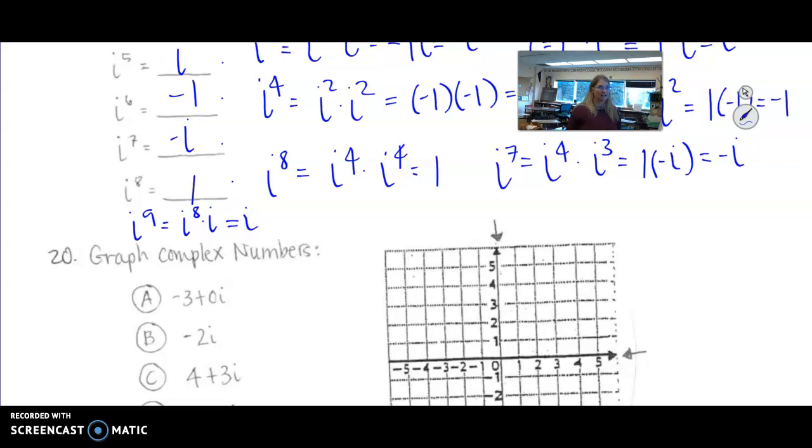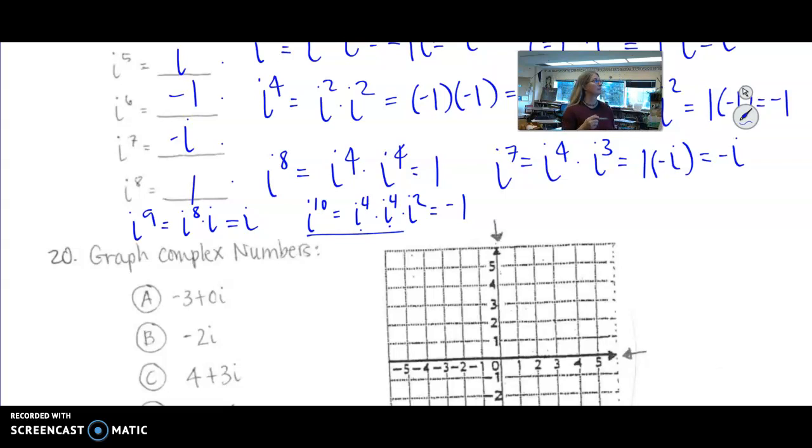And i to the 10th is going to end up being -1. Here's another way to break it up: i to the fourth times i to the fourth times i to the second, because you'd add your exponents. 4 plus 4 is 8, plus 2 is 10. So these expressions are equivalent. I to the fourth is 1, and 1 times 1 times -1 is -1. So i to the 10th is negative 1.